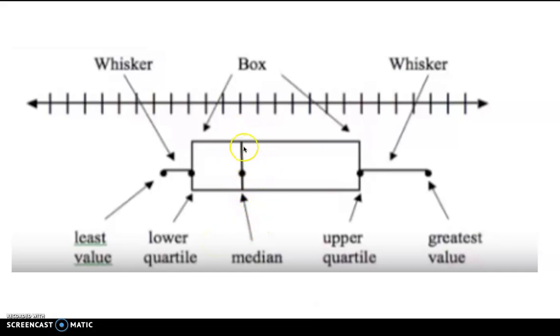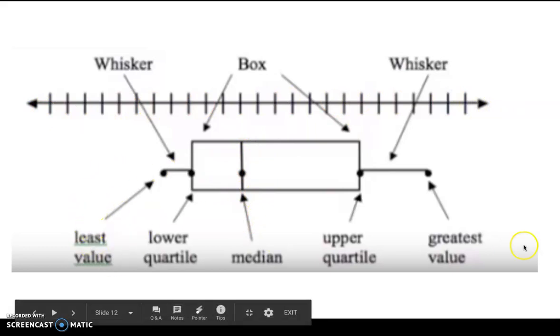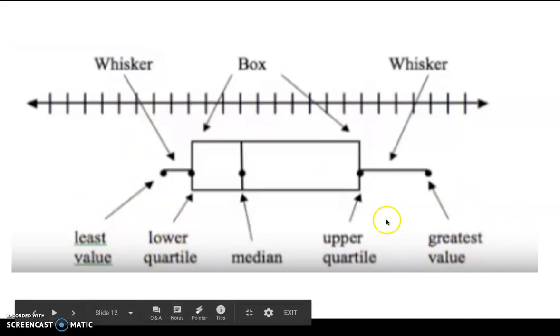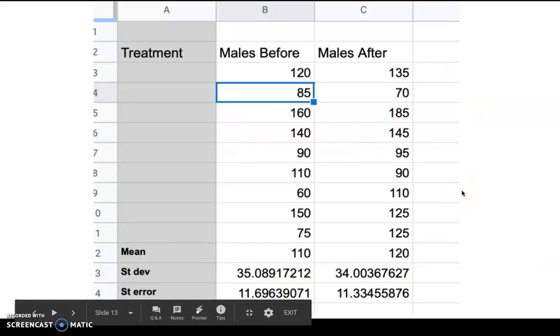So in this box plot, we can see that this is the scale bar. We plot the median of the data set. We plot the lowest value, the highest value, and that makes the whiskers. And the box is the lower quartile and the upper quartile. Sorry, that's a little blurry.